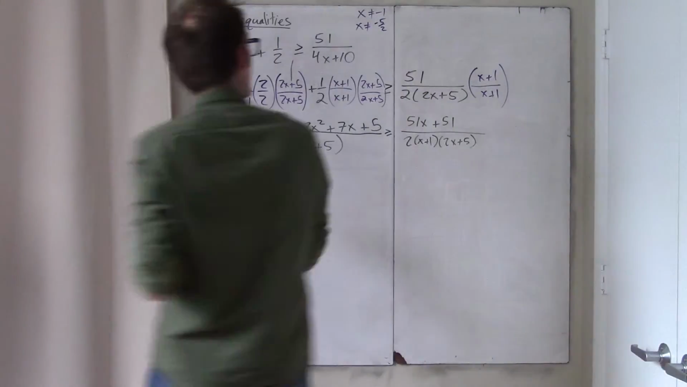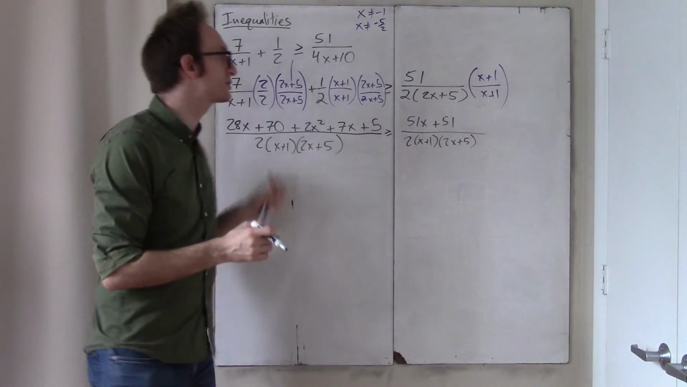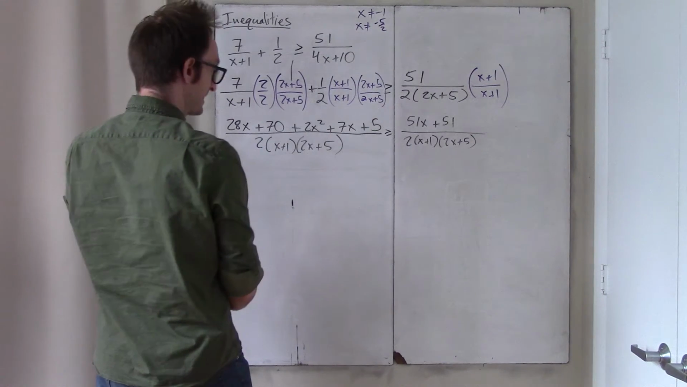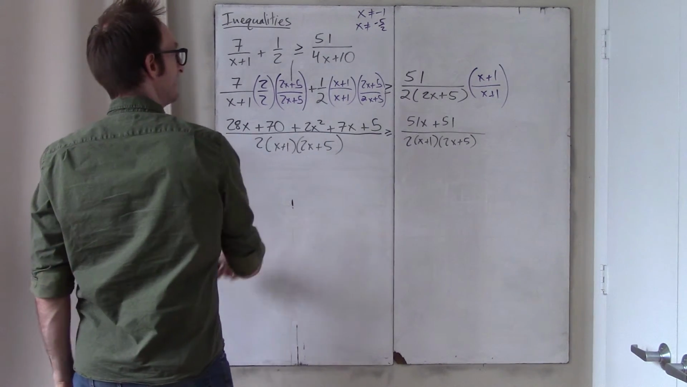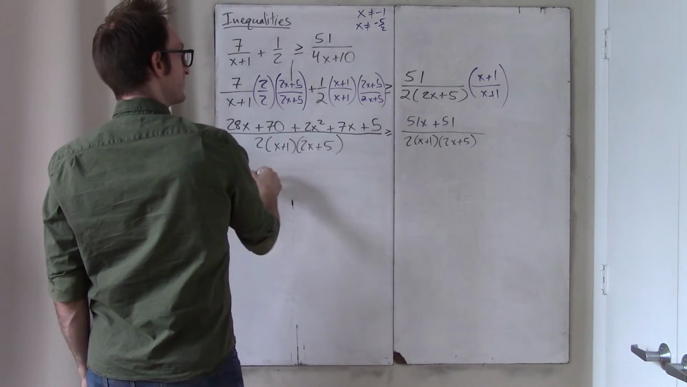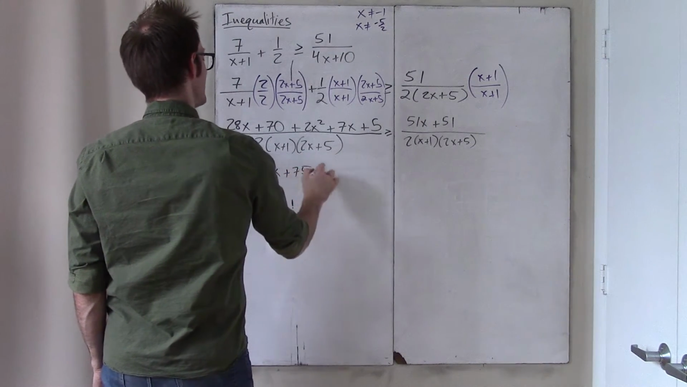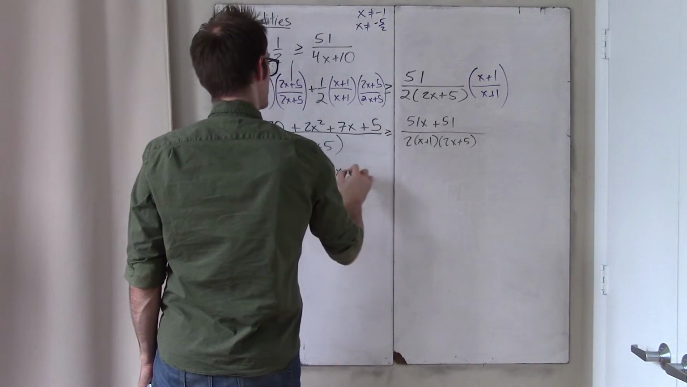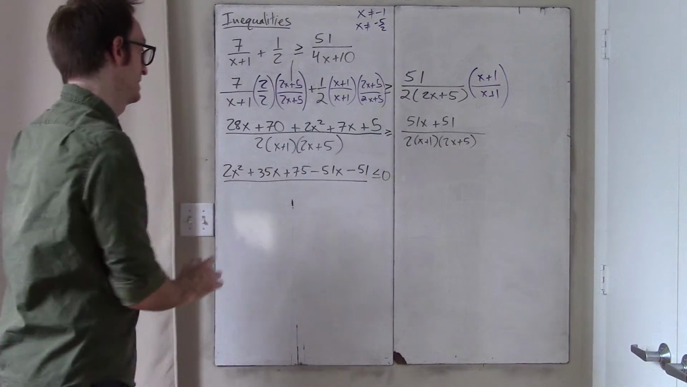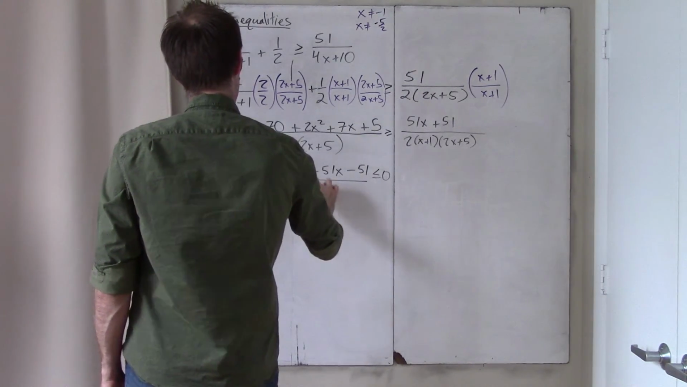Okay, now I can just move everything over to one side. That's how we handle this. So okay, let's just see. Can I do this all in one step? Maybe I shouldn't. So okay, what do I have? 2x squared plus 35x plus 75. But then I will subtract 51x and I will subtract 51. And all that is less than or equal to 0. So this is all over 2x plus 1, 2x plus 5.